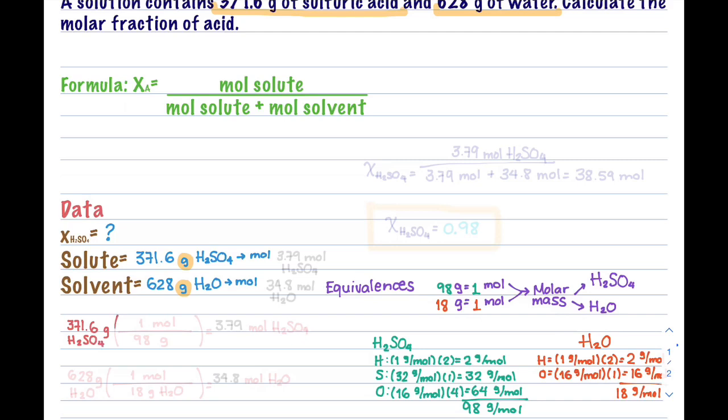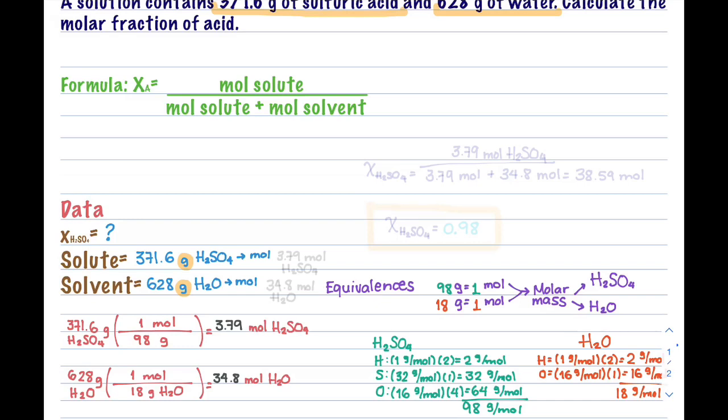So we start with 371.6 grams of sulfuric acid and we change it to moles. In the parentheses, we are going to write the 1 mole up, the 98 grams down. We multiply the 371.6 grams times 1 divided by 98 and we get 3.79 moles of sulfuric acid. For water, we have 628 grams and we need to change them again to moles. So in the parentheses, we're going to write the 1 mole up, the 18 grams down. We multiply the 628 times 1, we divide by 18 and we get 34.8 moles of water.